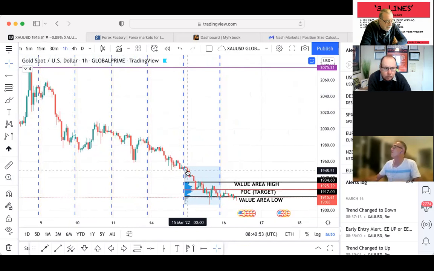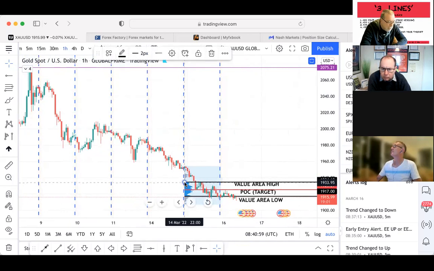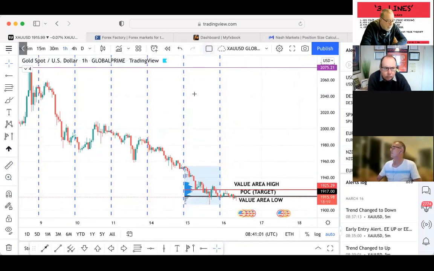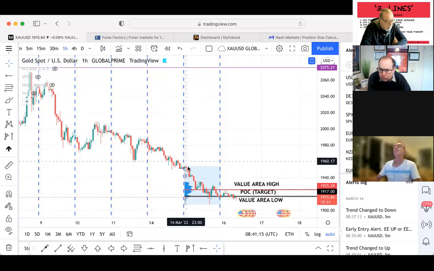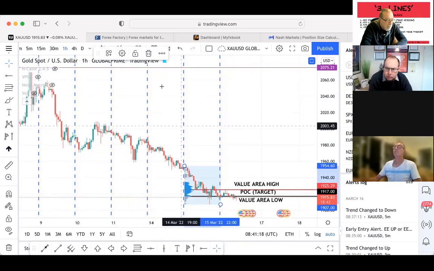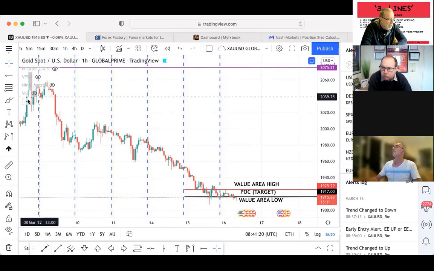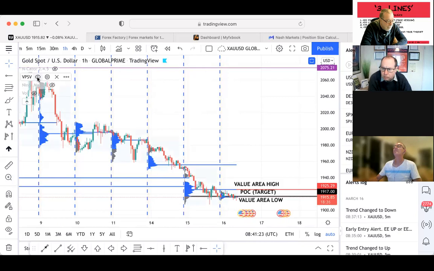What I do is I take this off because I've got the 3 lines. So I take this off, and because I've got a paid version of TradingView, I've got access to another tool, which I've already got installed. It's here. It's a VPSV, which is a slight variation of what we just used to define this. So I take this off, and if I put VPSV on, what you see is it gives me exactly the same information.